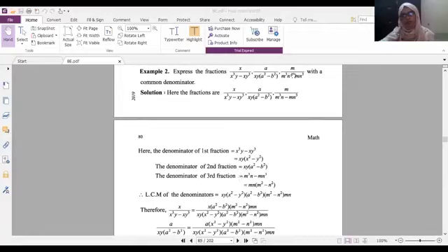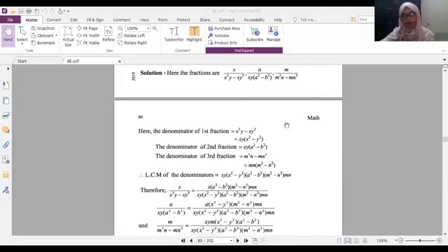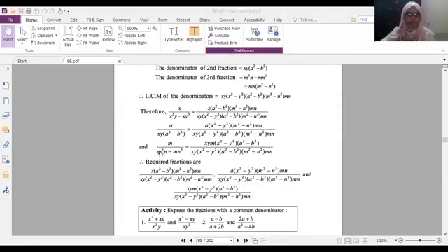Our last one is m by mqn minus mnq. Here mqn minus mnq is the denominator of this fraction. Now dividing this LCM by this denominator, we get the quotient xy into x square minus y square, a square minus b square into m square minus n square. Here mn is omitted.